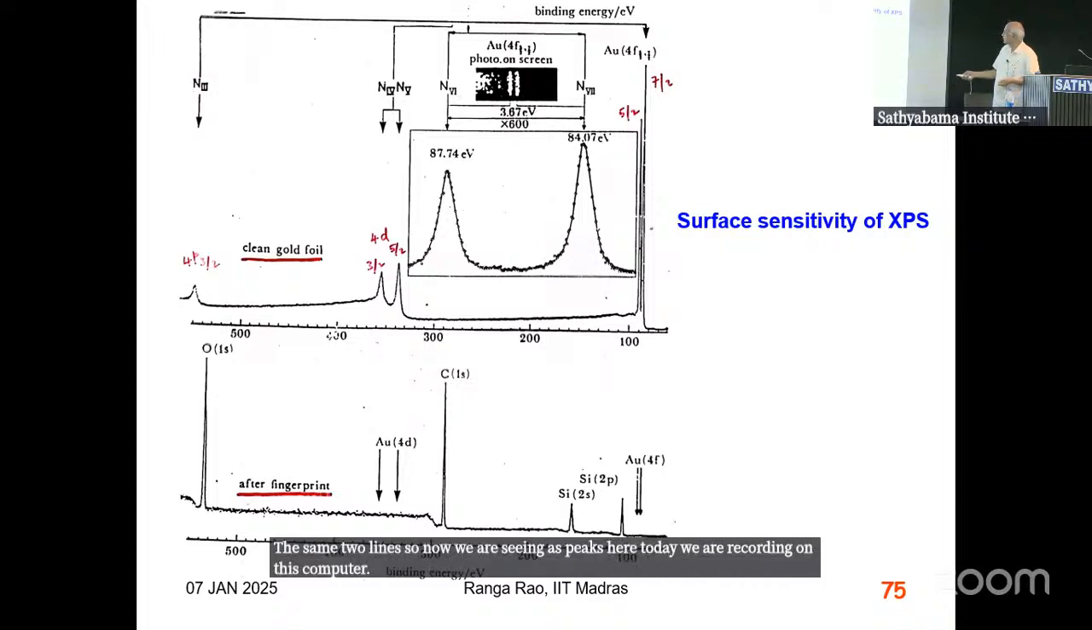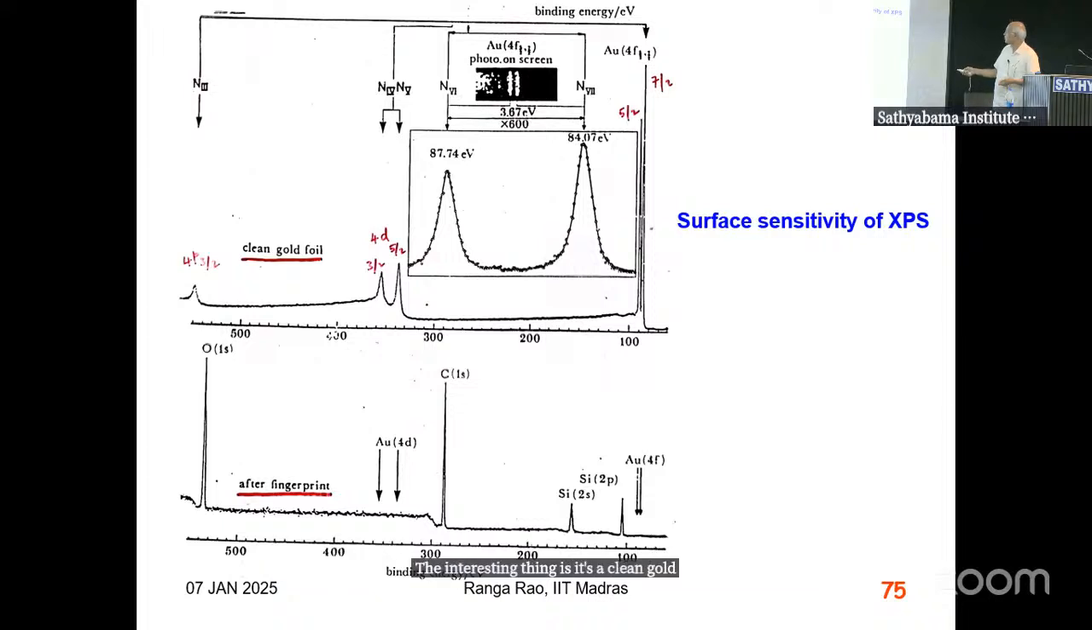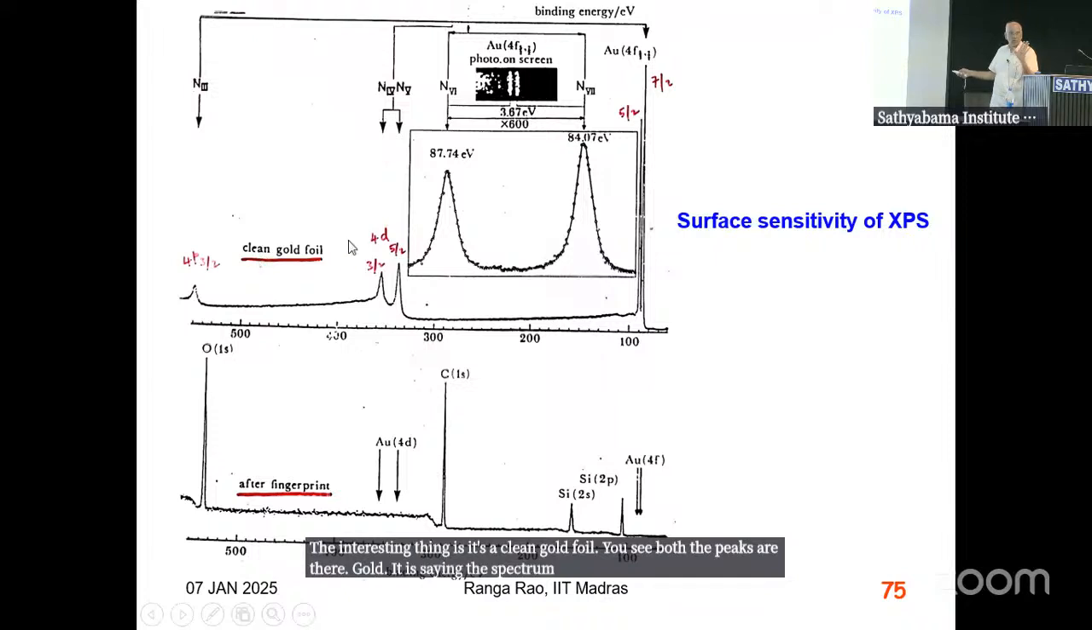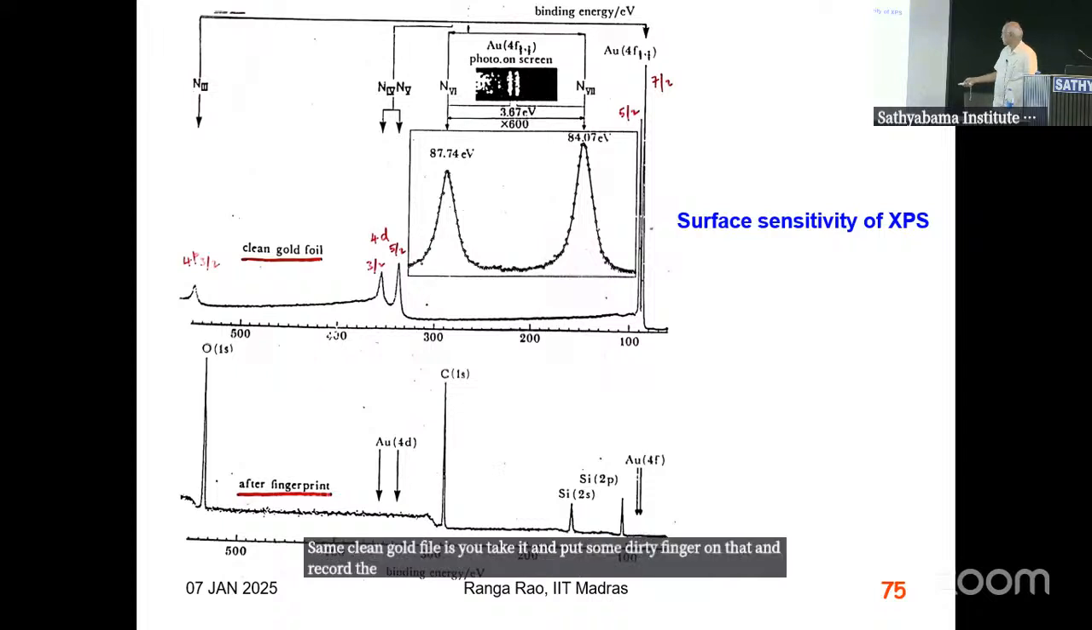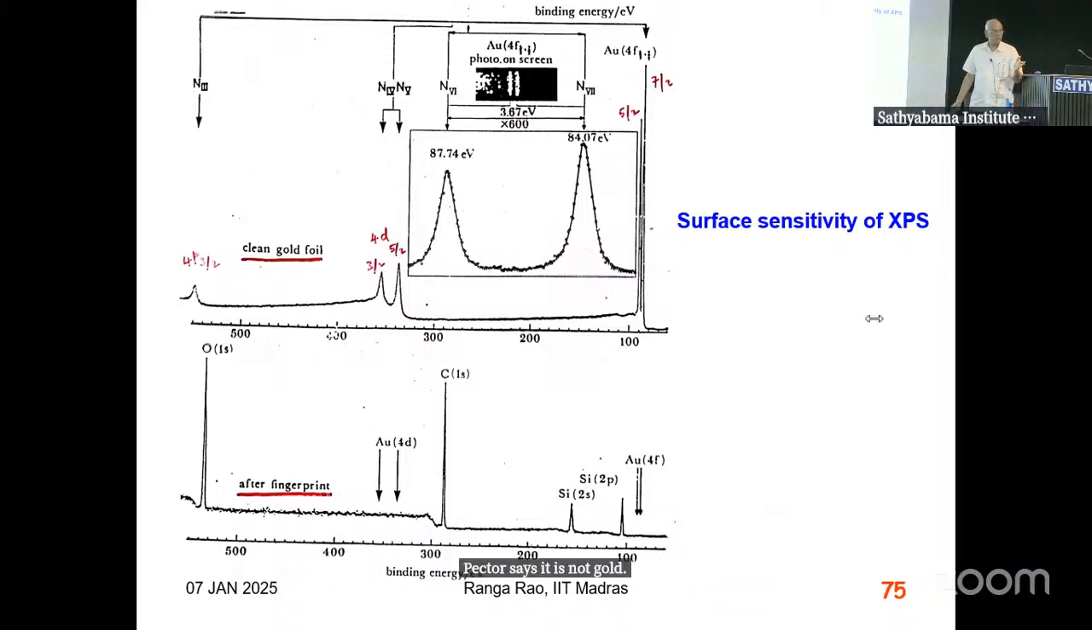The interesting thing is, this is a clean gold foil. You see both the peaks are there, gold. The spectrum says it is gold because the gold 4f spectrum is there. Take the same clean gold foil, put some dirty finger on that and record the spectrum. These 4f peaks are missing here. Spectrometer says it is not gold, but you know it is gold.